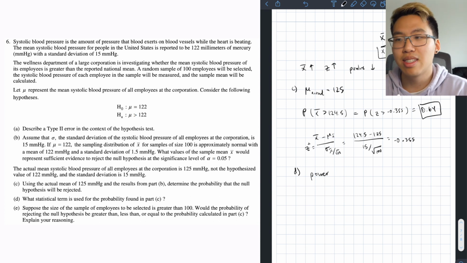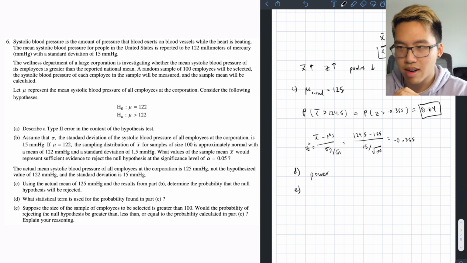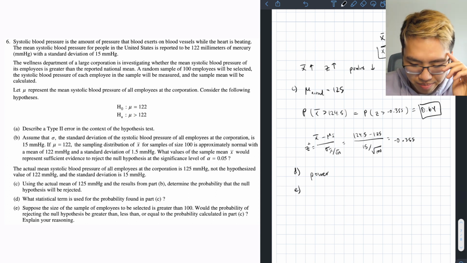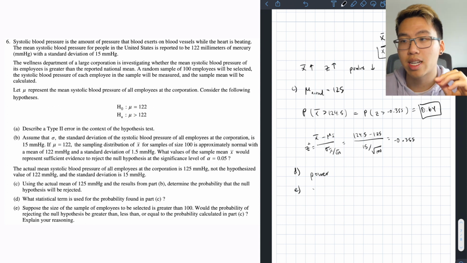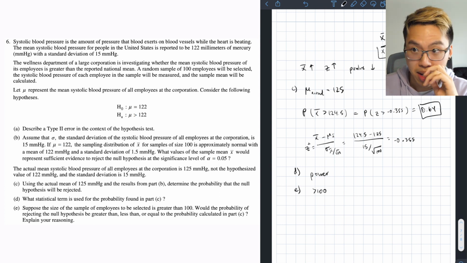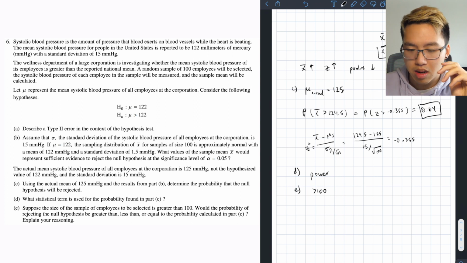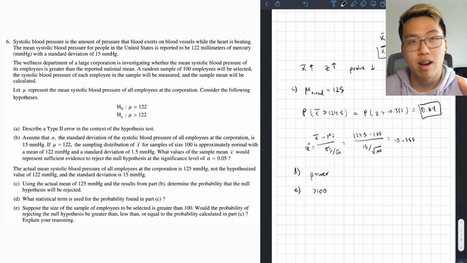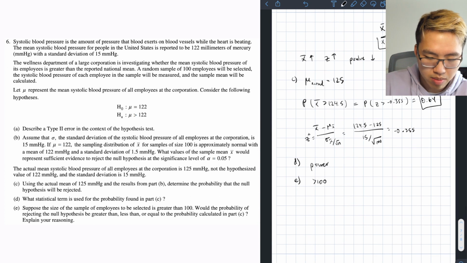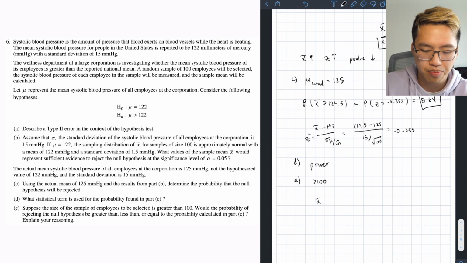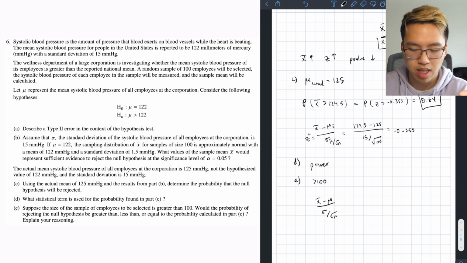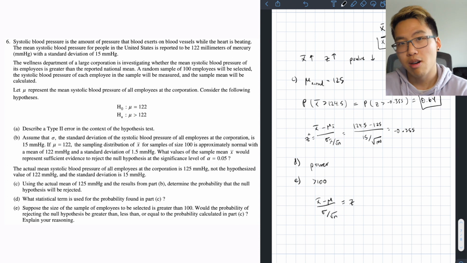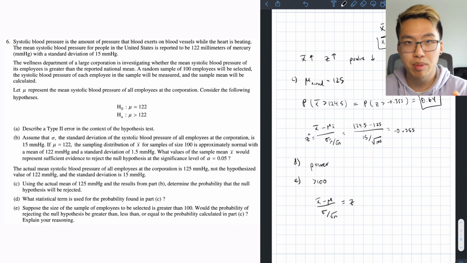Okay, moving on. Suppose the size of the sample of employees to be selected is greater than 100. Would the probability of rejecting the null hypothesis be greater than, less than, or equal to the probability calculated in part C? Explain your reasoning. Okay, so this is where knowledge of that equation that I talked about, z equals x bar minus mu over sigma divided by square root of n, is super helpful when it comes to determining relationships between all these variables.